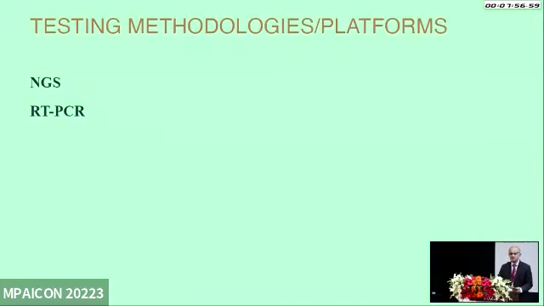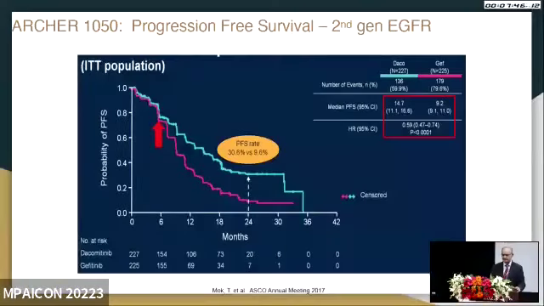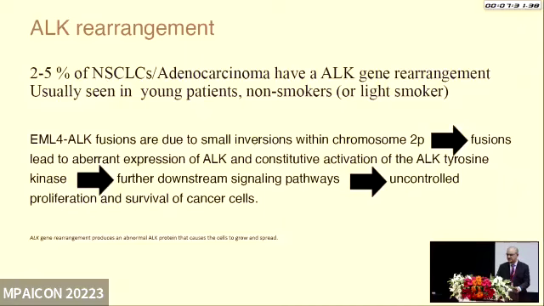The testing methodology is NGS, which has become very available in our setting and very commonly used. Earlier, we used to do RT-PCR. Now we moved to NGS testing. This again highlights the advantage of treating these patients with targeted therapy. You can see that there's a very definite progression-free survival of a patient who was treated with the second generation TKI.